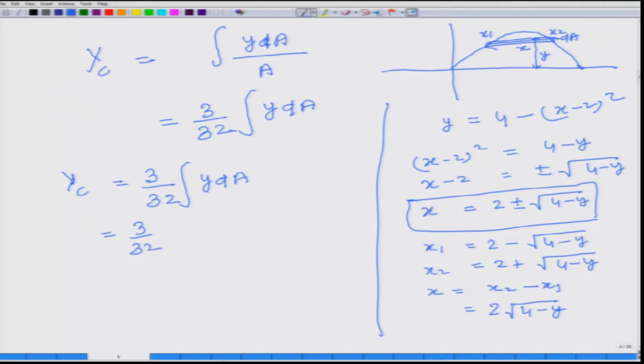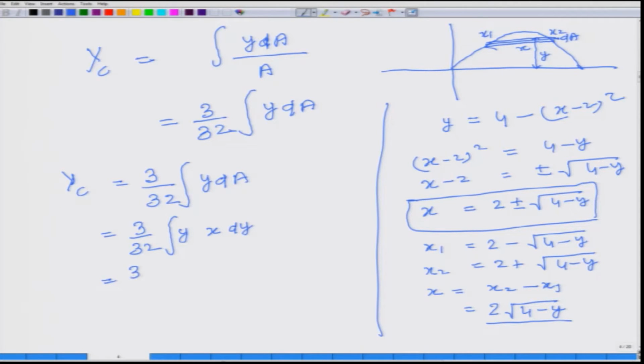So, here what is y? Y is nothing. So, what is the area of this strip? Area dA is x times dy, right. So, x is what? X is 2 root 4 minus y.